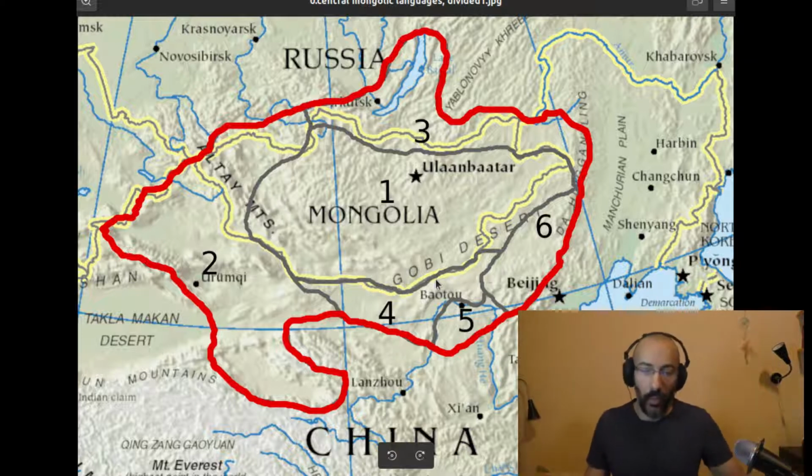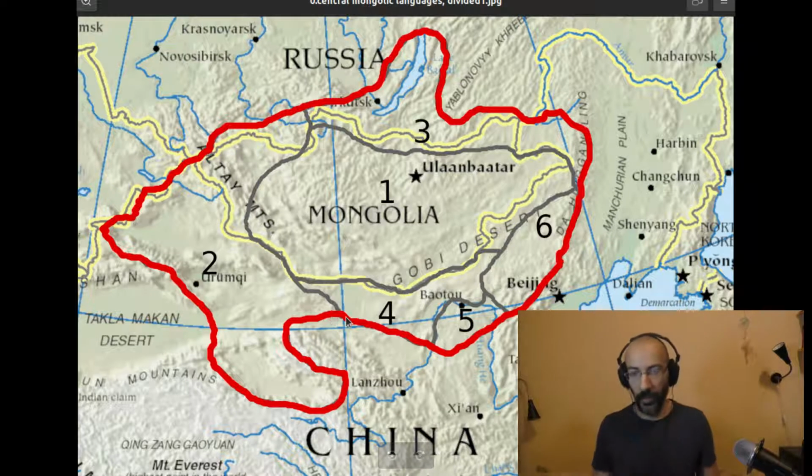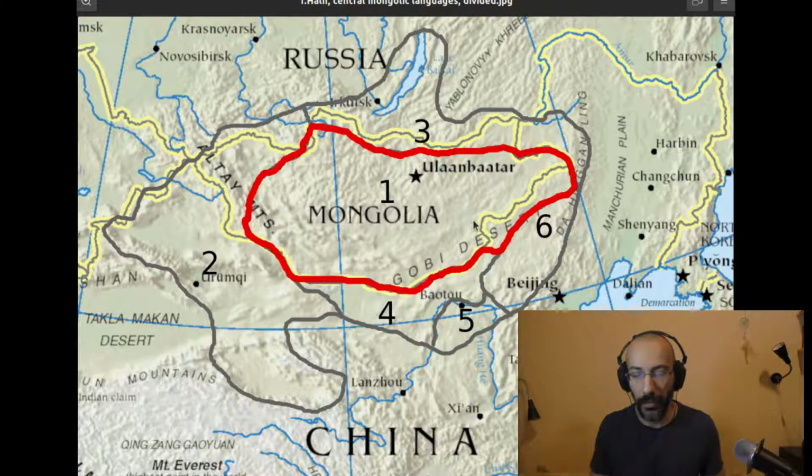So this is what I call, roughly, the core area of Mongolic varieties. This is the area where Mongolian is spoken by many people, and as you can see, this is subdivided into 6 different areas. Now let's speak about these areas in more detail. Okay, first, this is the area of Halch.